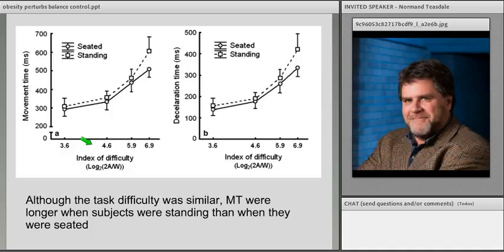What do we see? Movement time is the actual measure to document the difficulty of the task. So we have movement time on this axis and the index of difficulty, from the largest target with the smallest index of difficulty to the smallest target with the largest index of difficulty, for both the standing and the seated condition. What we see is that movement time increases with the index of difficulty, but also that when the index of difficulty is high, the standing condition leads to a much longer movement time, and we see it in the movement time and in the deceleration time as well. So this indicates that the difficulty of the task is greater when people are standing than when they are seated.